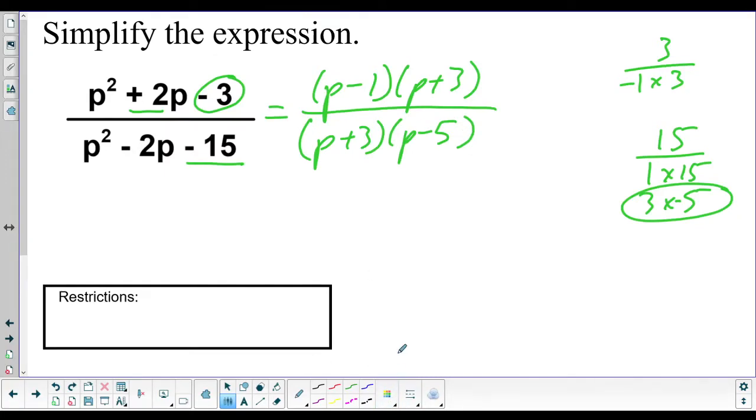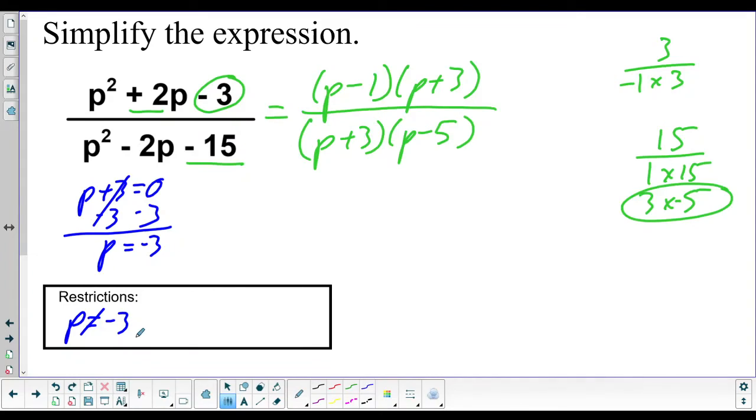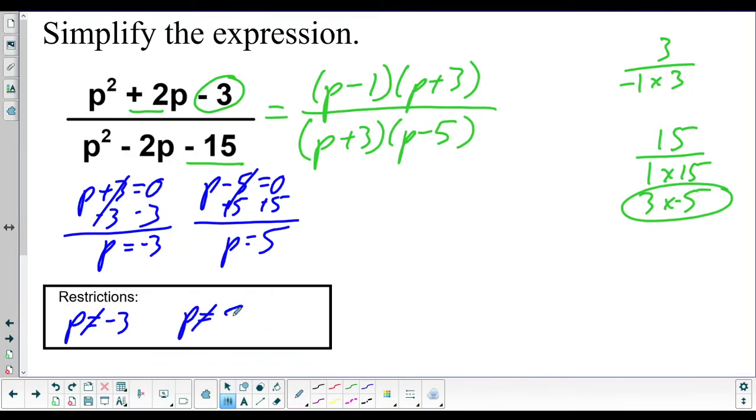Now, before we cancel anything, we get our restrictions by setting the denominators equal to 0. So p plus 3 equals 0, subtract 3. These cancel. p equals negative 3, so that's a restricted value. p does not equal negative 3. If it equals that, it breaks and it doesn't work. p minus 5 equals 0, setting the other factor equal to 0. Add 5. p equals 5, so we restrict this value and say don't use it. So p cannot be 5.